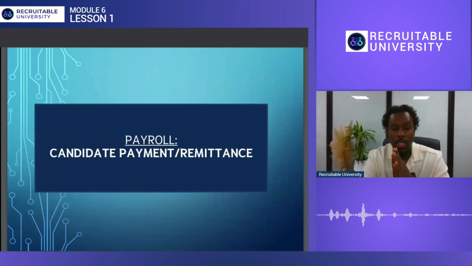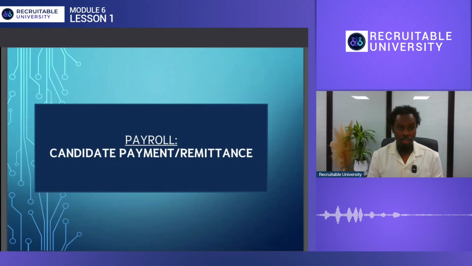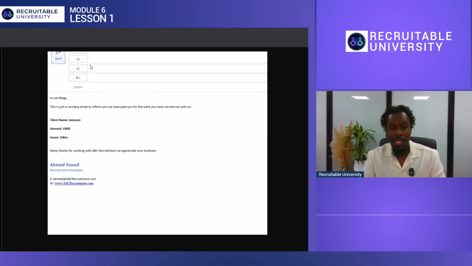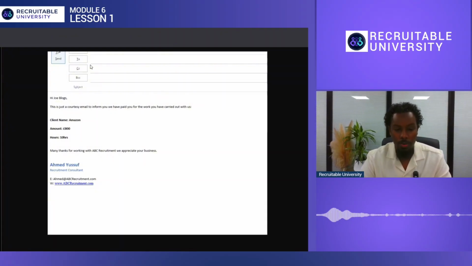So once you've received a timesheet from your candidate, you will send your candidate something called a remittance email. A remittance email can be simple. It can literally just be an email, something that looks like this, just to say, "Hi, Joe Blogs. This is just a courtesy email to inform you we have paid you for the work you have carried out with us." Client name, Amazon, as we said. Amount, for example, £800. So assuming his hourly rate was £80 an hour, 10 hours at £80 is an amount of £800. And then something at the bottom saying, "Many thanks for working with ABC Recruitment. We appreciate your business." This is what a remittance looks like.